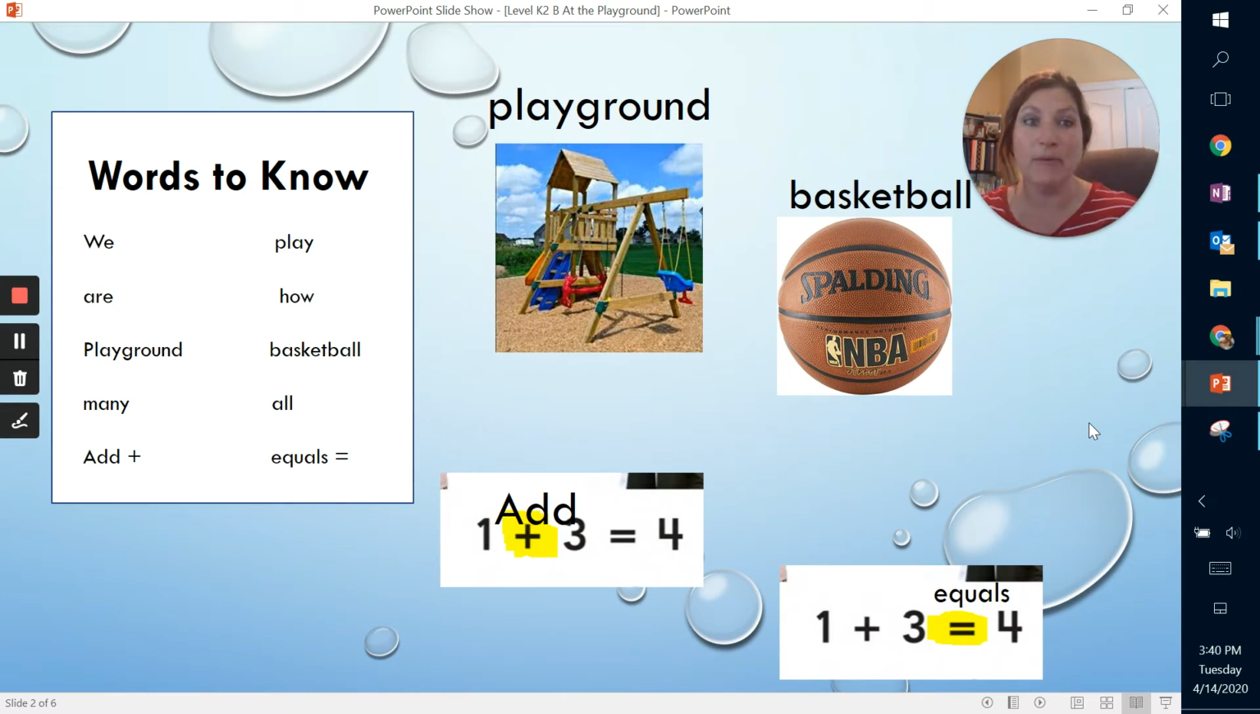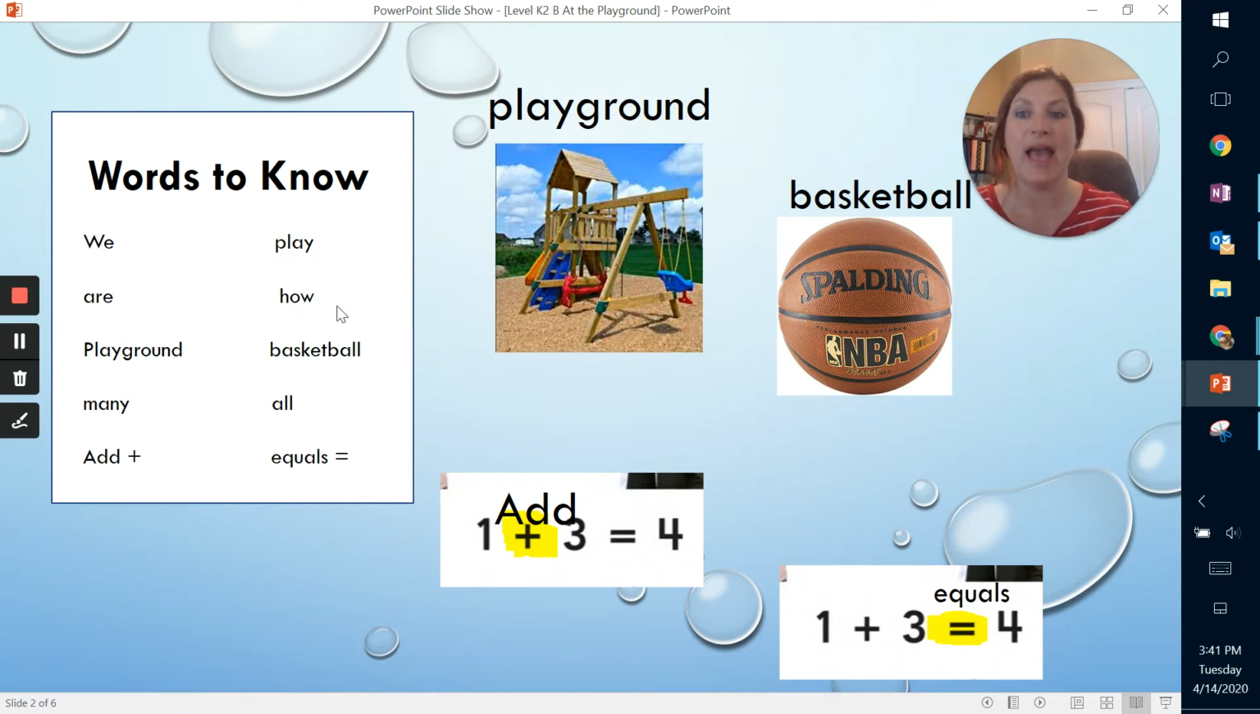All right. So we're going to look over here at those sight words. Remember, Ms. Proctor told you that you need to read those every single day so you can get really well at them. Let's go ahead and read those sight words, and then we're going to concentrate on the addition portion of the story. So let's practice. We are, playground, and there's a photo of a playground. Many, add, and if you look, there's the plus sign, and we're going to concentrate on that today.